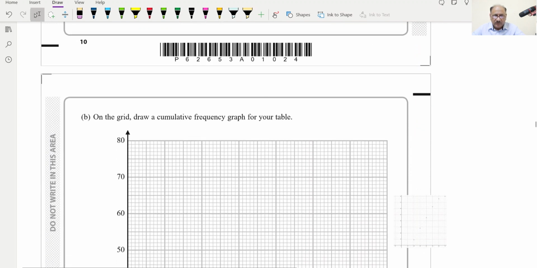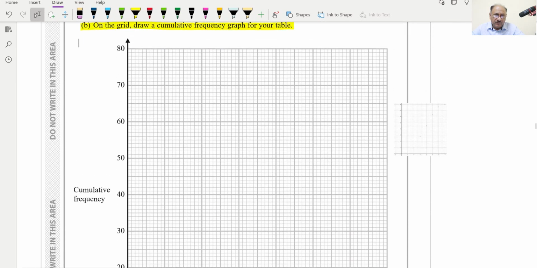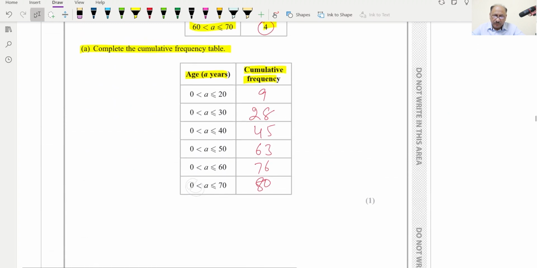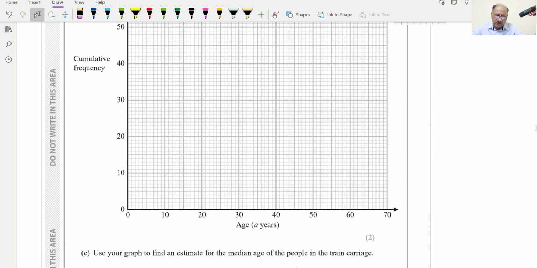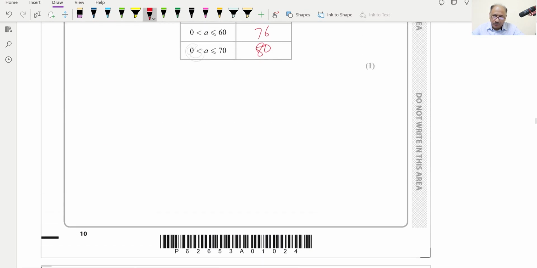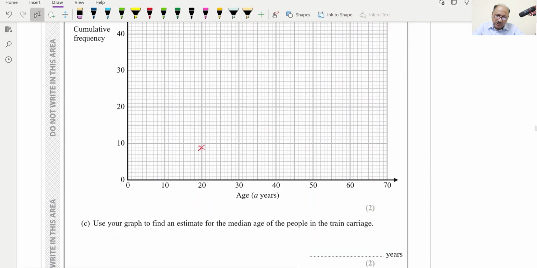Now the next part is what we have to draw. On the grid, draw the cumulative frequency graph of your table. First value is, up to 20, it's 9, so we can take 9 up to 20, so this will be the 9 value. Now up to 30 is 28, so 28 will be this point.